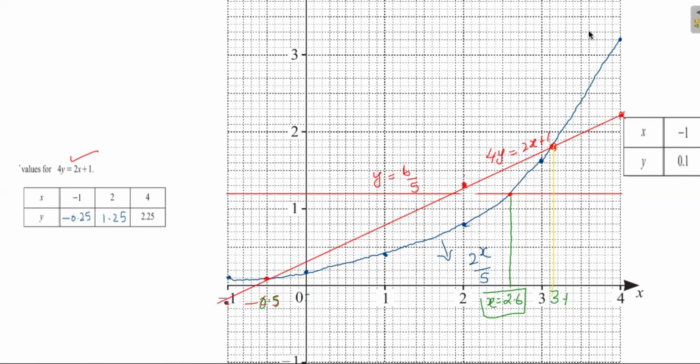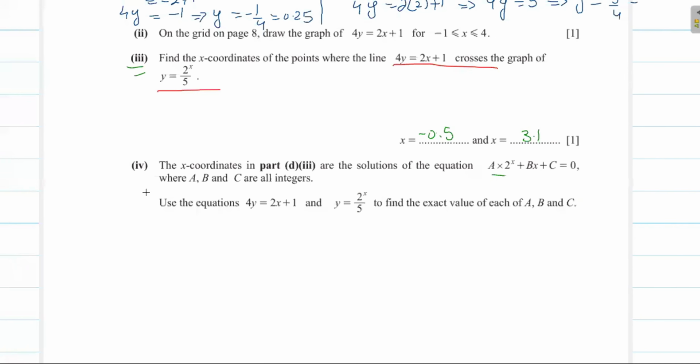Now this is the answer. Part 4, the x coordinate in part D. The x coordinates are the solution of the equation a into 2 power x plus bx plus c, where a, b, c are integers. Use the equation 4y equal to 2x plus 1 and y equal to 2 power x over 5 to find the exact value.